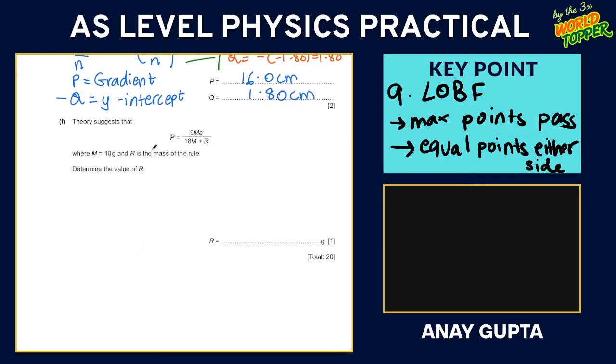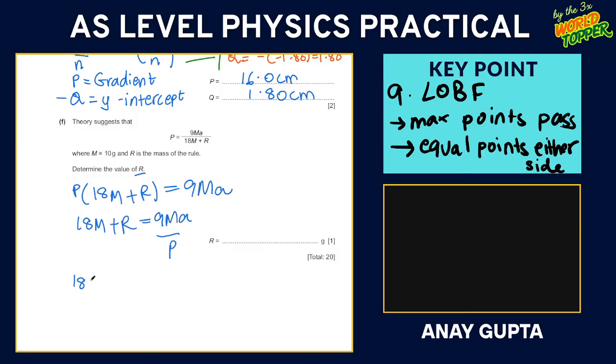Now, whenever you get these kinds of questions, it is just algebra, manipulating the terms and finding your values. So if I need to find the value of r, I need to make r the subject of the formula. So p times (18m plus r) is 9ma. This is what we can write. 18m plus r is 9ma by p. r is 9ma minus 18m by p.